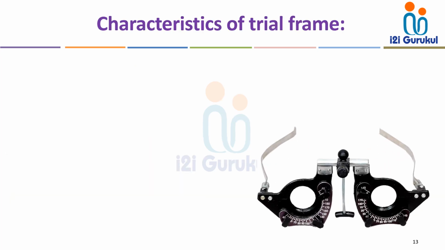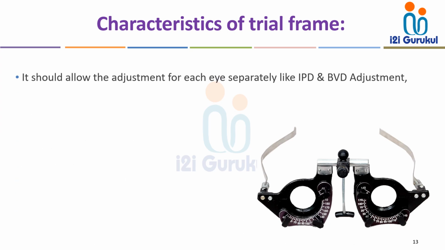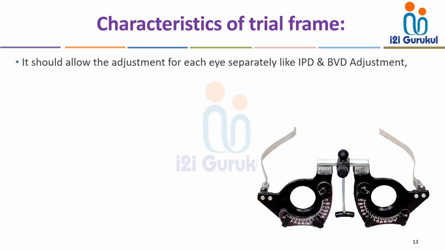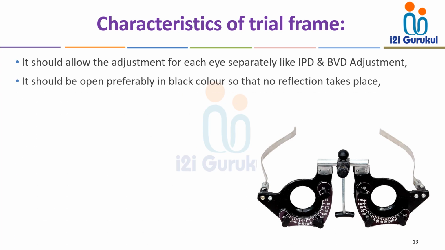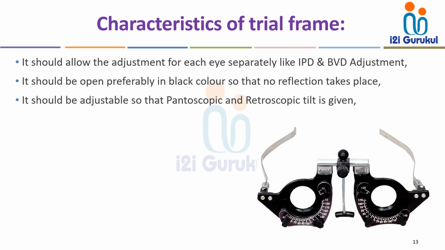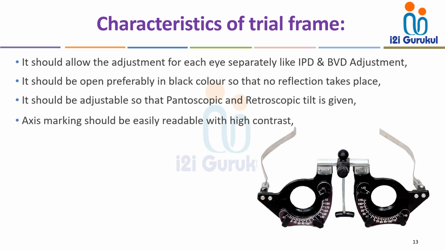Now coming to the characteristics of the trial frame. It should allow adjustment for each eye separately, like IPD and back vertex distance adjustment. It should be open, preferably black in color, so that no reflection takes place during your refraction. It should be adjustable so that the pantoscopic or retroscopic tilt can be given during your refraction as and when required. As per the prescription, you can adjust this frame during your refraction.